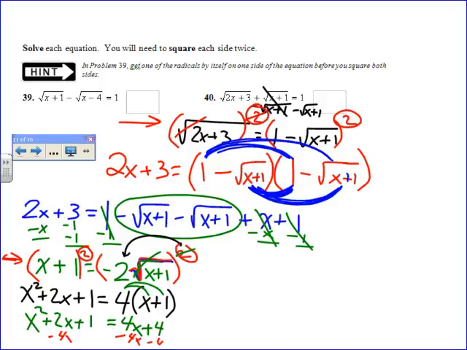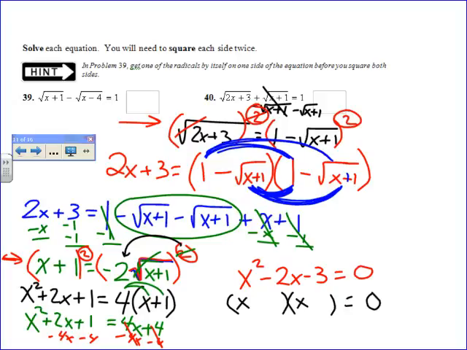Bring the stuff that's all on the right-hand side to the left: minus 4x, minus 4. These cancel. And now here's what I get. I'm going to write it over here on the right-hand side: x squared minus 2x minus 3 equals 0. Almost done. So close. Got a factor.